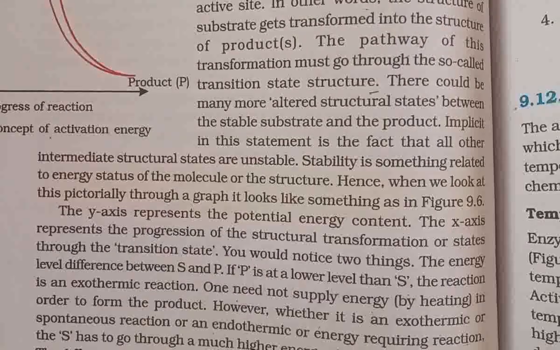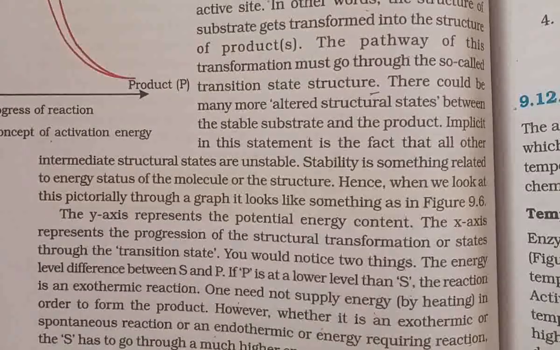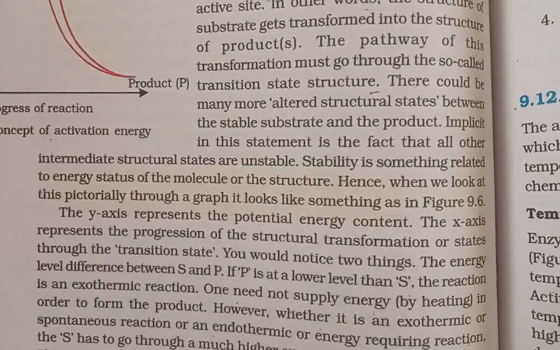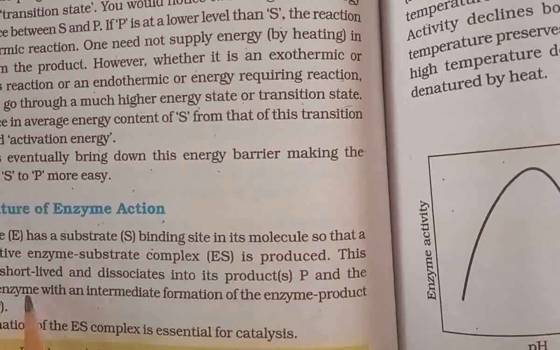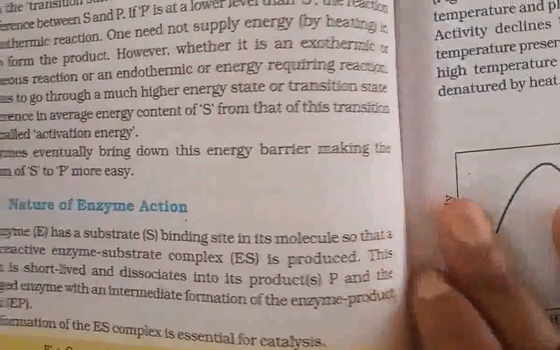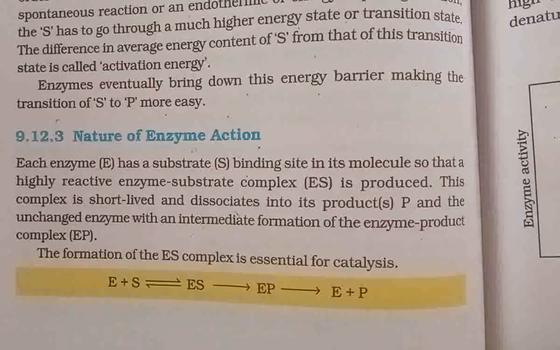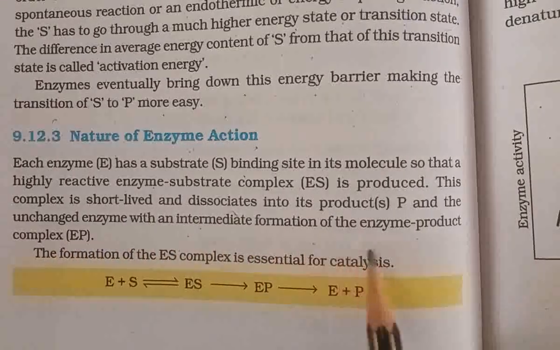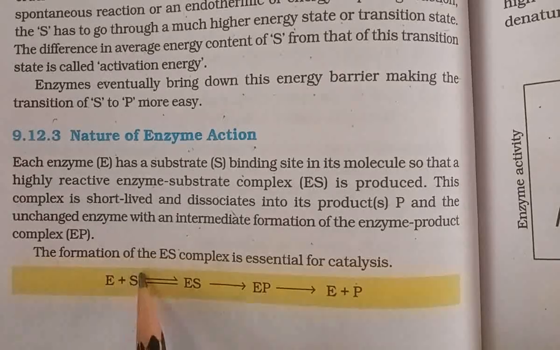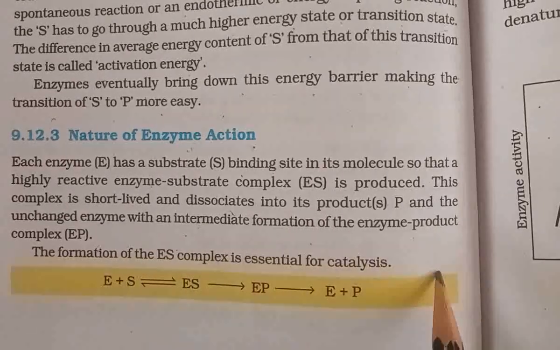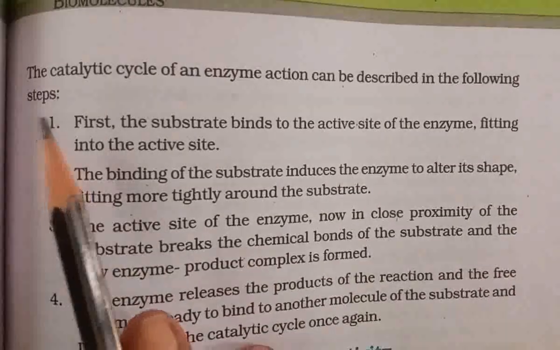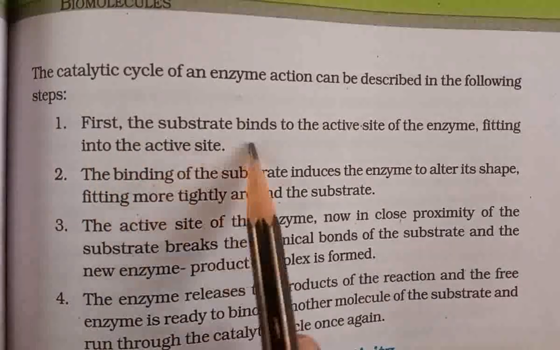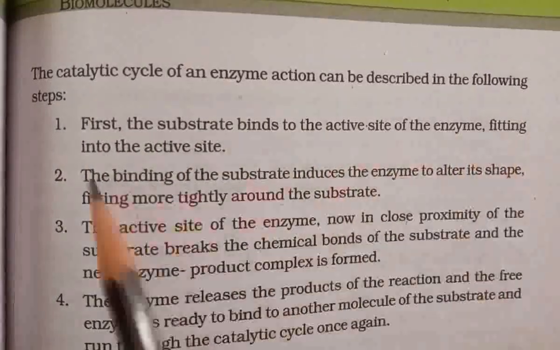Nature of enzyme action. Each enzyme E has a substrate S binding site in its molecule so that a highly reactive enzyme substrate complex is produced. This complex is short-lived and dissociates into its product P and the unchanged enzyme, with the intermediate formation of the enzyme product complex. The formation of the ES complex is essential for catalysis. The catalytic cycle of the enzyme's action can be described in the following steps. First, the substrate binds to the active site of the enzyme, fitting into the active site.